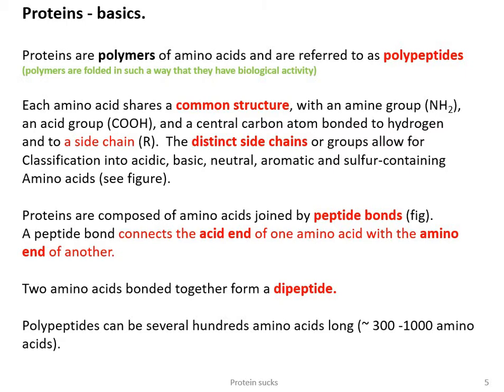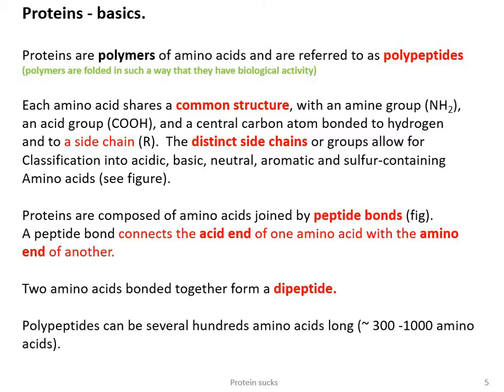Okay, so to form protein, there are amino acids that share a common structure with amine group NH2 and acid group COOH. And then in the middle there is central carbon atom bonded to hydrogen and to a side chain that's normally written as R. The distinct side chain or groups allow for different classification into, you have acidic, you have basic, you have neutral, you have aromatic, I will show you later, and sulfur containing amino acids.